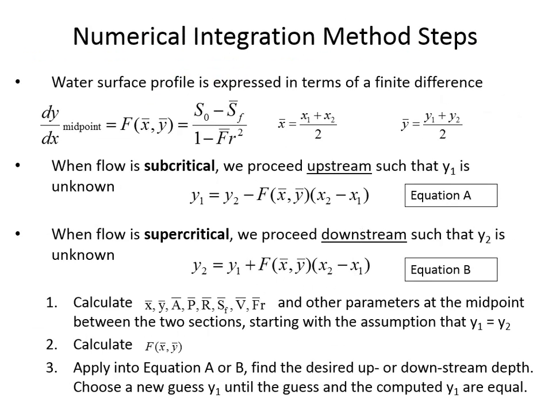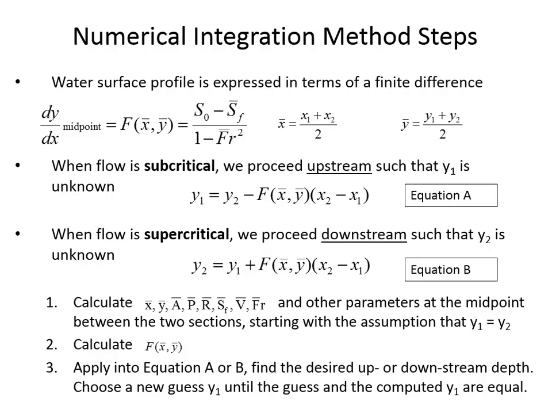In the example, these are the steps that I'm going to be following. I'll calculate at the midpoint the process equation by finding out the distance to the midpoint and the flow depth at the midpoint. If I've got subcritical conditions, then I'm going to apply the process equation upstream. But if you've got supercritical conditions, then the more typical thing is to apply the process equation in the downstream direction so that y2 is the unknown.